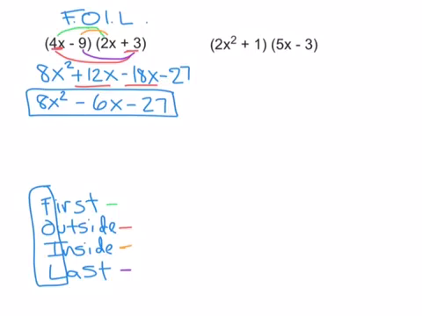Now, FOIL is a fine method. Some people really like it, but I prefer to use the array model that we've already discussed. The array model, in my opinion, keeps it a little bit more straightforward.